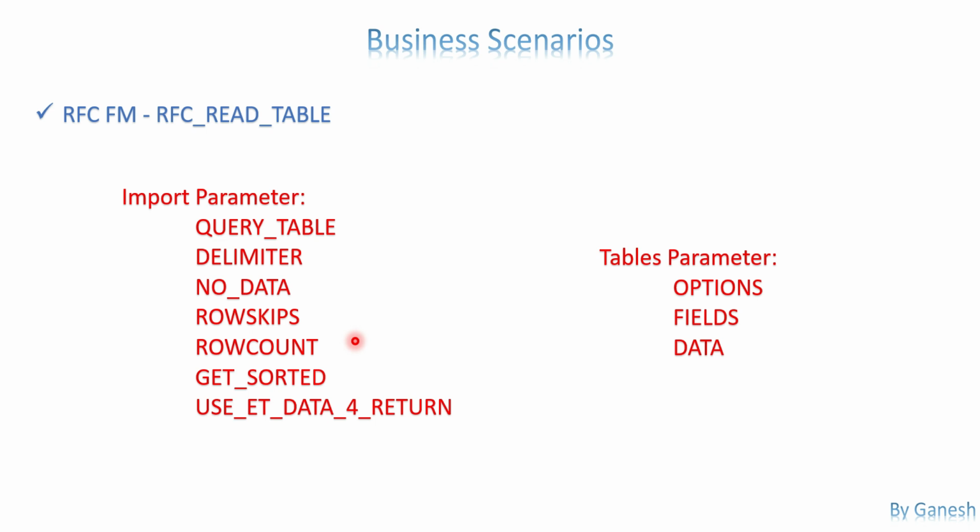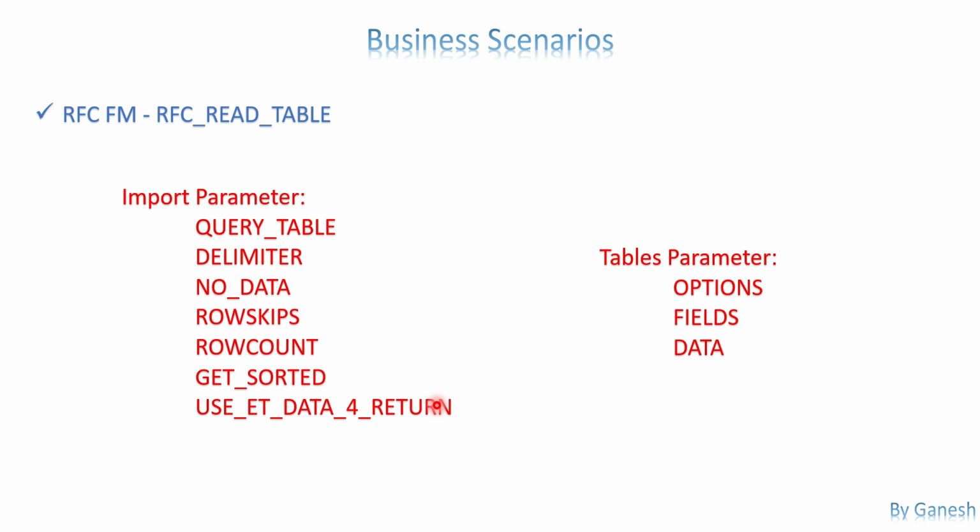I want just 10, I want 50, I want 25, so you can use this row count. Get sorted: if you want the data sorted based on the primary keys, yes, you will get it. And this parameter, I tried to figure out what it actually is. It's a kind of flag. If you give X, the information is returned in the export parameter rather than the table parameters. If it is empty, the same result comes in the table parameter.